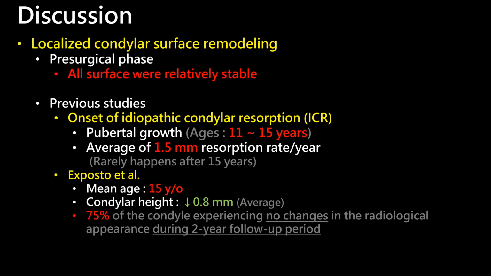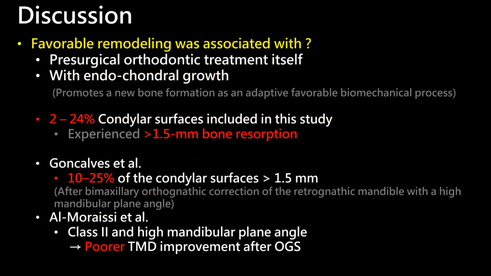There was a condyle height decrease of 0.8 millimeters on average in the mean age of 50 years old, and 70% of the condyles experienced no radiological changes during a 2-year follow-up period in orthodontic treatment. And the favorable remodeling was associated with two explanations by the author. The first one is presurgical orthodontic treatment itself, and another one is endochondral growth.